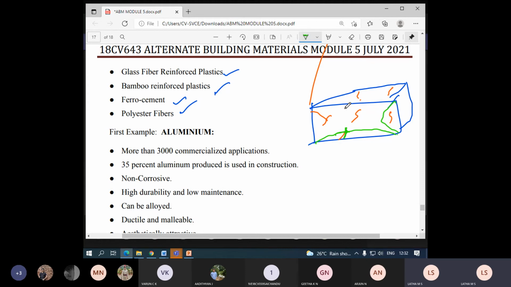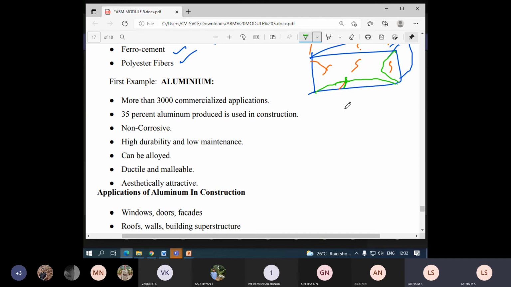So in the first example, we can talk about aluminium. Aluminium, as I said, has a very good ductile property. Its commercial applications can be seen very well. More than 3,000 applications have been seen. 35% of aluminium produced is used in construction. A very important thing is that it is non-corrosive. It will not get corroded. It is highly ductile, durable and low maintenance. Yes, it can be alloyed. Alloyed means aluminum can be mixed with, say, copper or with steel, right?